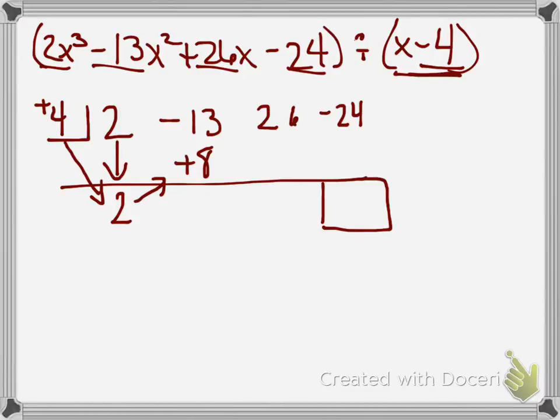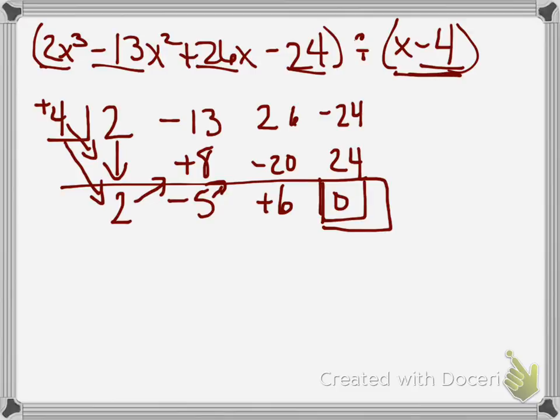Negative 13 plus 8, there is no changing of signs. You just work with the numbers as they are written. Negative 13 plus 8 is negative 5. Then you will say 4 times 5, which is 20. Oh, I'm sorry, negative 5. So 4 times a negative 5 is negative 20. 26 minus 20 is positive 6. And positive 6 times 4 is positive 24. And then you get 0. That is your remainder.